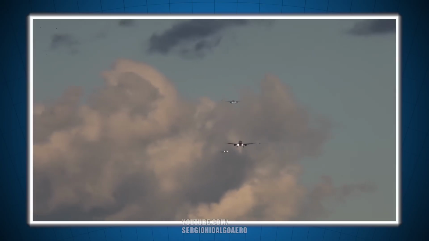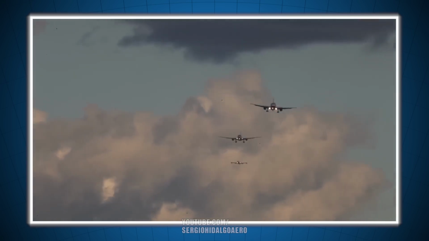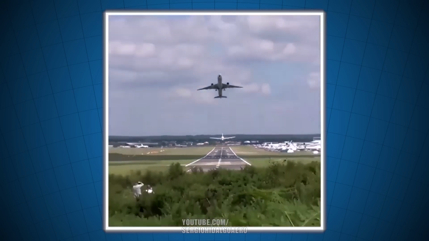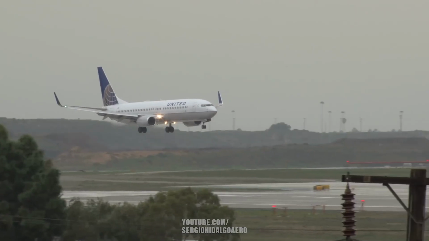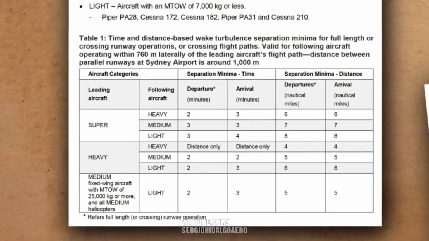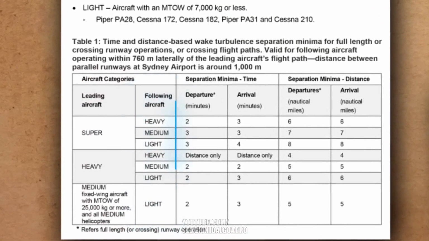Because of this reason, there must be safety distances and times between each aircraft at airports. Not only is it important how big the plane that is landing is, but you also have to consider the size of the plane that is going to go right behind. This table summarizes all the necessary considerations. First, we look at which plane will land first, and then which plane will land next.